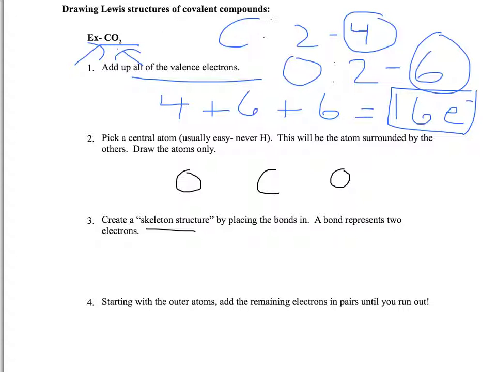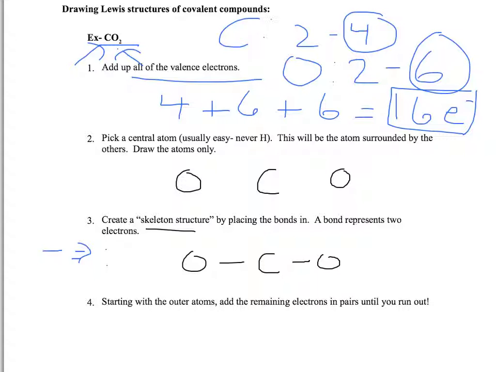Since we know that there has to be a bond between the carbon and each of the oxygens, at least a single bond, we're going to draw a line between the carbon and the oxygens. That line is the same thing as 2 valence electrons, 1 coming from the carbon and 1 coming from the oxygen that's bonded to the carbon. So for each line there are 2 electrons. Now let's draw in our remaining valence electrons.